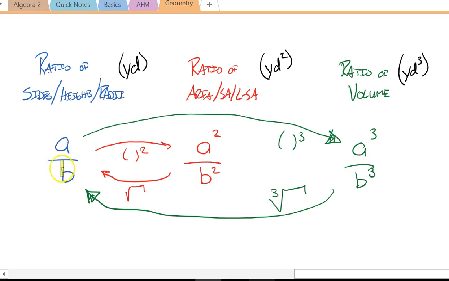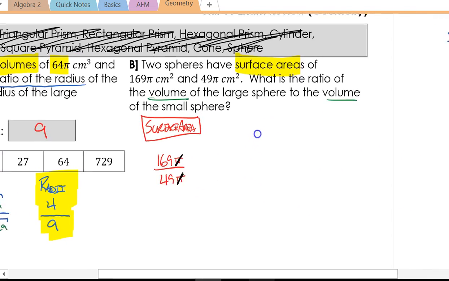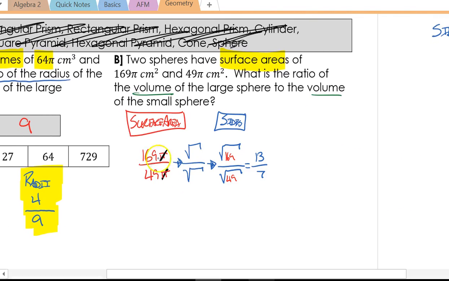So I must first go back to sides by taking the square root, get that ratio, and then cube it to get the ratio of the volumes. So let's go ahead and take a look at what that looks like. Converting from surface area to sides, we would take the square root of both numbers. The square root of 169 is 13, the square root of 49 is 7.